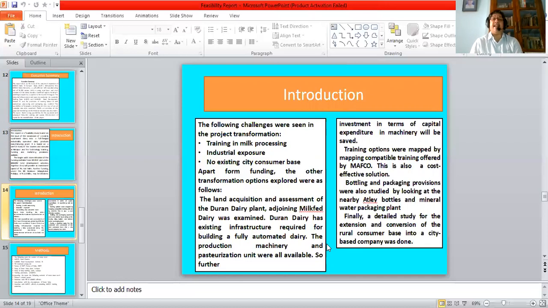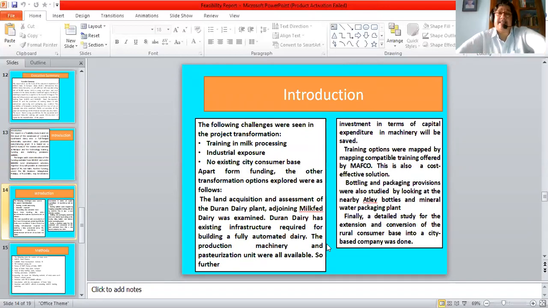The production machinery and pasteurization unit were all available. So further investment in terms of capital expenditure in machinery will be saved. So this is a big blessing in disguise, because otherwise the dairy farm would have to spend a great deal of money in order to get the necessary equipment or machinery for pasteurization, processing and other details. So they are getting instead an already made milk manufacturing plant at their hands, so they can make use of the opportunity which has come their way.